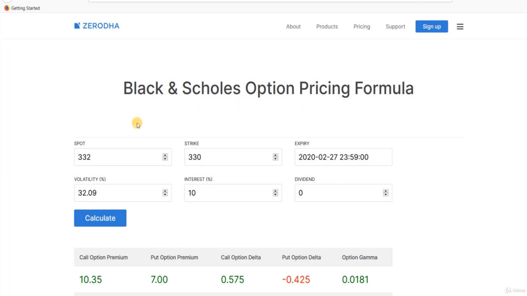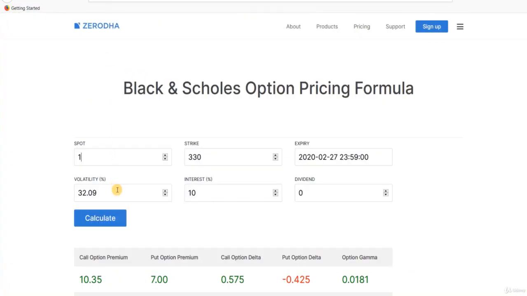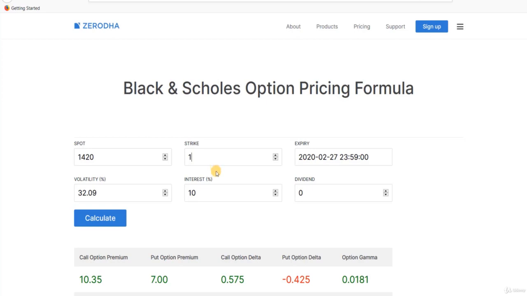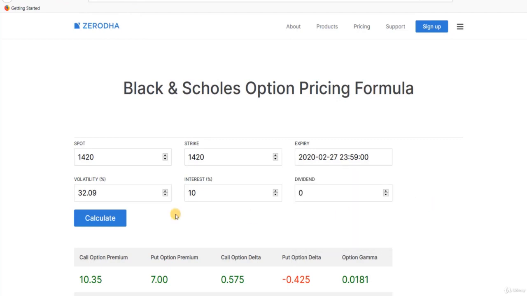You can use the Black-Scholes formula and you can find any Black-Scholes calculator online, but I'm using the Zerodha calculator. So in this calculator, we will fill the spot price of the stock, that is the current price, and the current price of the stock is 1420. We will fill this value here. And suppose we want to know about the Greeks of the 1420 put strike. So our strike will be 1420. We are trading the ATM strike, same strike, and the expiration date is 27th of February.